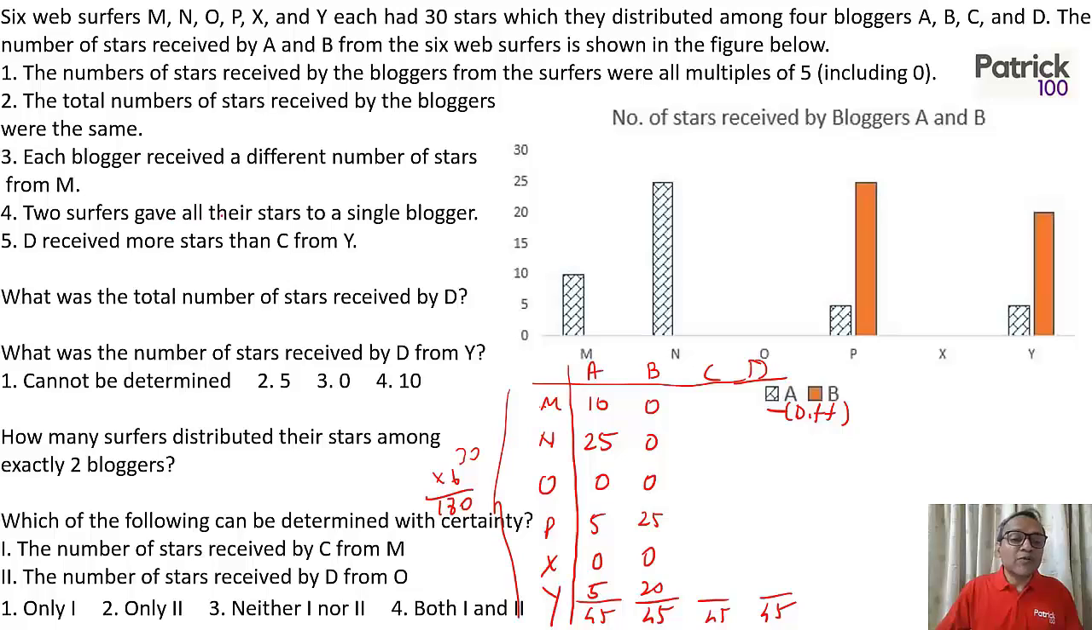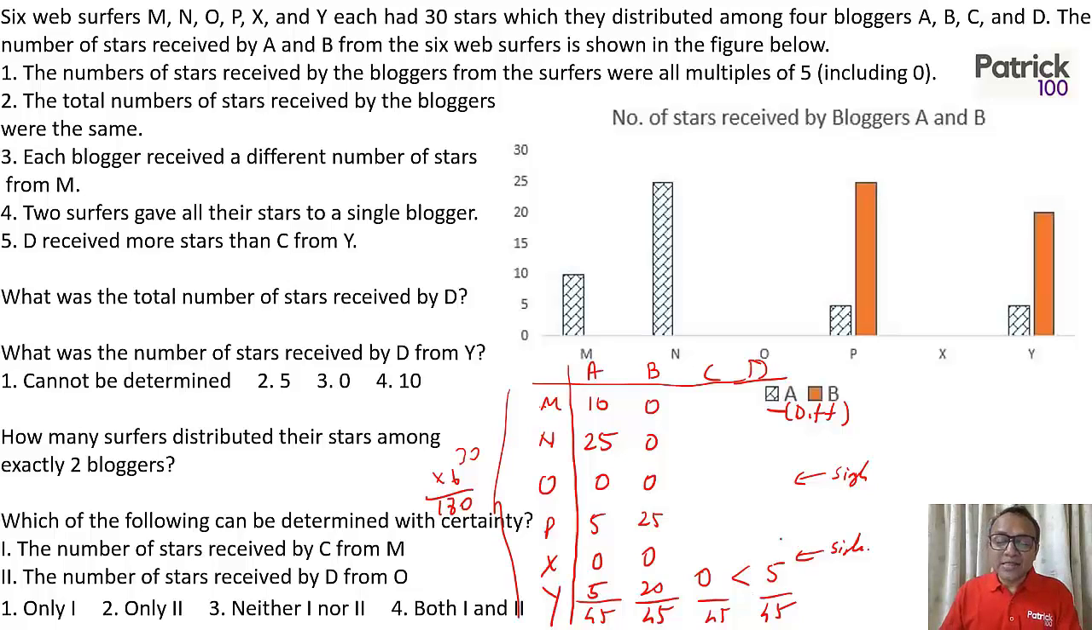2 surfers gave all their stars to a single blogger, which is only possible for O and X, 30 stars each. So they must have given to a single blogger each, and to different ones. One must have given to C, one must have given to D. And D received more stars from Y than C. Y has already given 25 stars. He has to give only 5 more stars, which he has to give to D: 5 and 0.